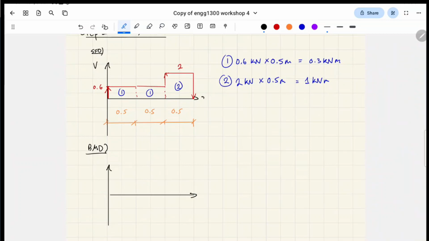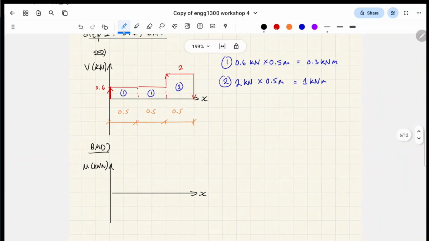I guess you can call this axis X, by the way, if you want. Call this one M for bending moment. If you want to do it perfectly, include the units and everything too. Okay, so basically the bending moment diagram maps out the area underneath the graph for the shear force diagram. It's just the integral of the shear force, right?